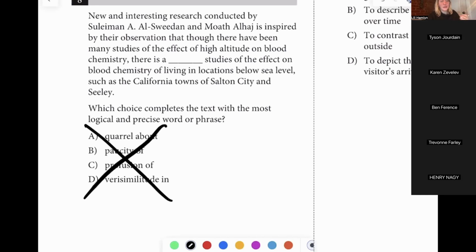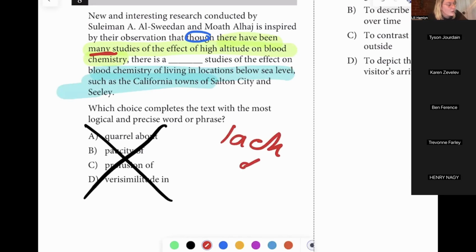Yeah, a variety here. I just don't want to overrun, but in this one, remember the contrast words are useful, like "though there have been." We've been told that there are many studies about the effect of high altitude on blood chemistry. There is something on the effect of blood chemistry below sea level, right? So we've had this contrast set up. We've been told there are many studies on this one, so we know that we need to have the opposite, right? Because of this contrast, there is a lack of something like that, right? Does that make sense to everyone?